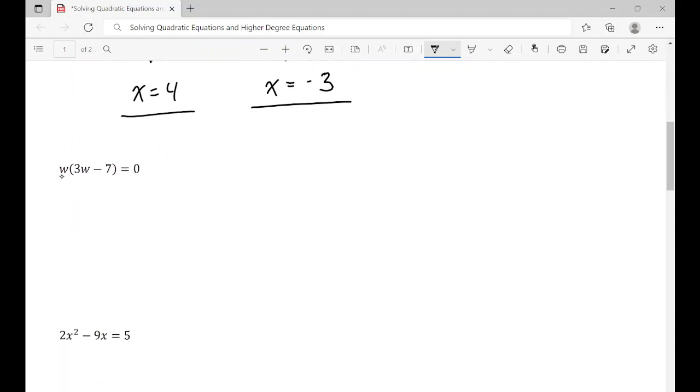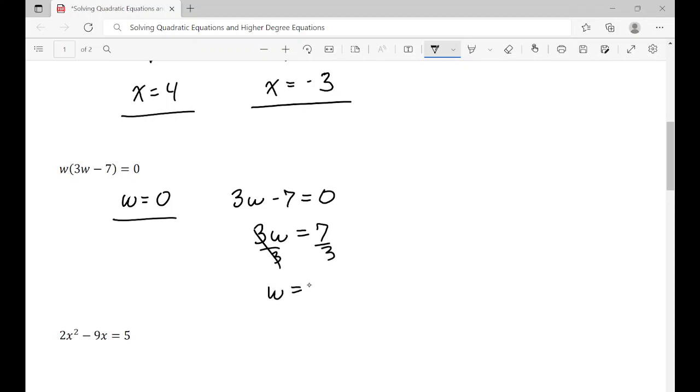Same thing here. w times the quantity 3w minus 7 equals 0. We can just take them, since they're multiplying each other, and set them individually equal to 0. So w equals 0 and 3w minus 7 equals 0. Well, the first one's nice and easy because it's done for you. w is 0, so we're done with that one. And now here we're going to add 7 over. So 3w equals 7, and then divide by 3 on both sides, and we're going to get w equals 7/3. So this is the other solution to this equation.